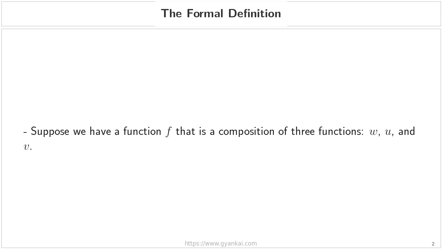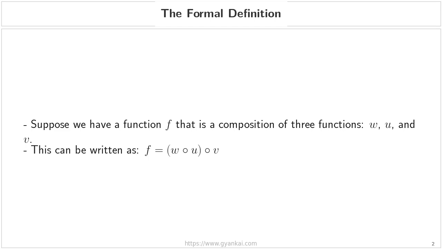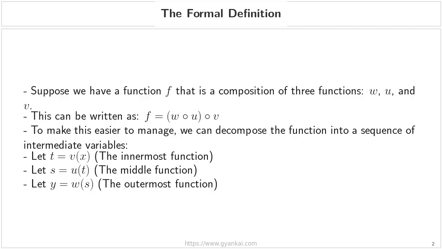Now that we understand the concept of deeply nested functions from the previous slide, let us look at the formal definition of the extended chain rule. Suppose we have a function f that is a composition of 3 different functions, w, u, and v. In mathematical notation, we can write this as f equals w composed with u, composed with v. To make this process easier to manage and to avoid confusion, we can decompose the function into a sequence of intermediate variables. Think of this as breaking the function down into layers.